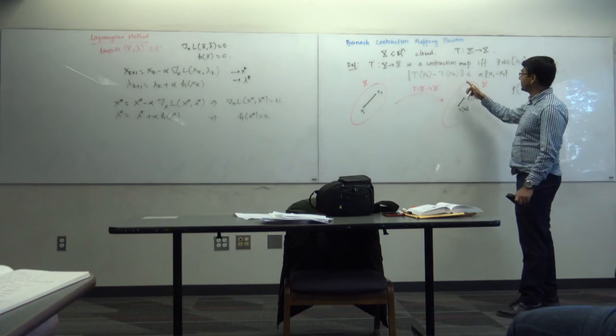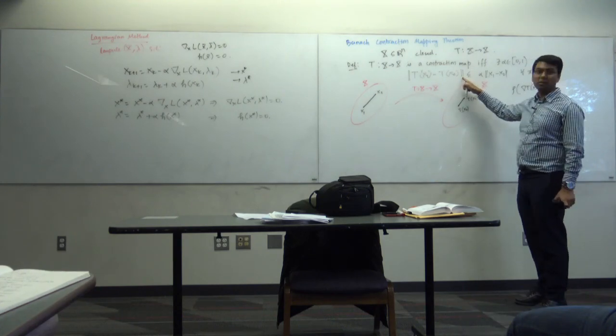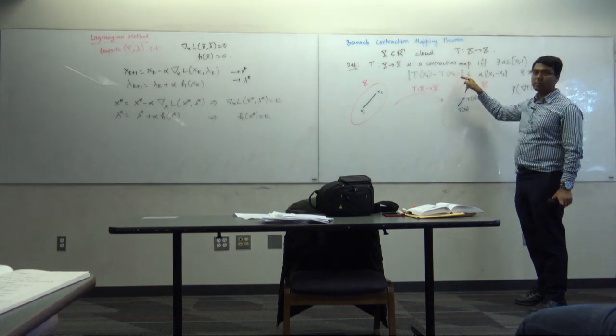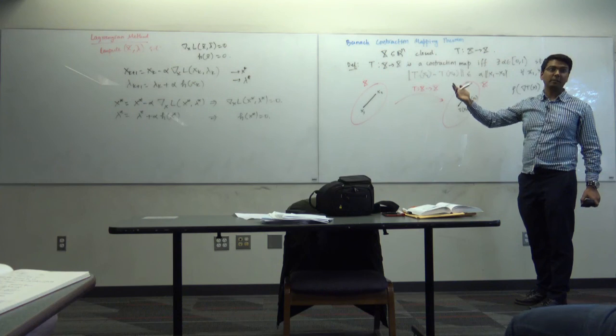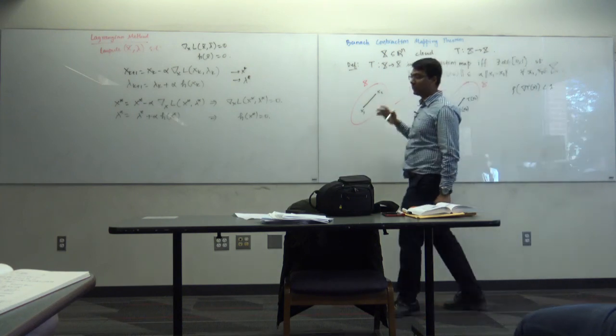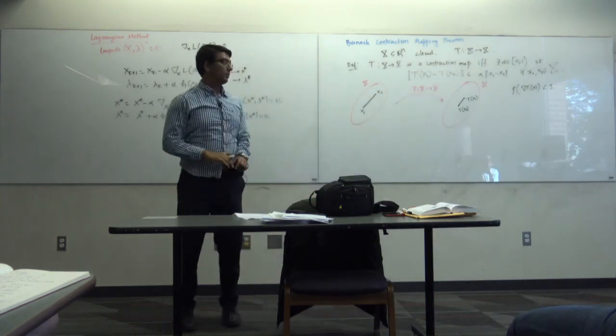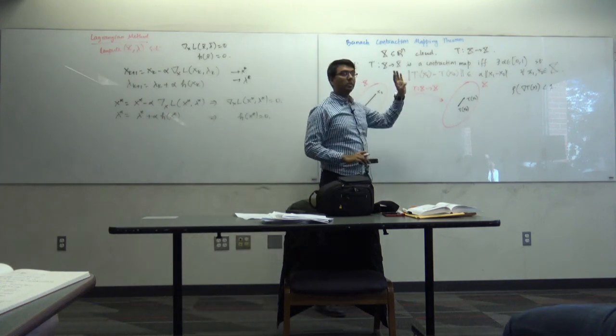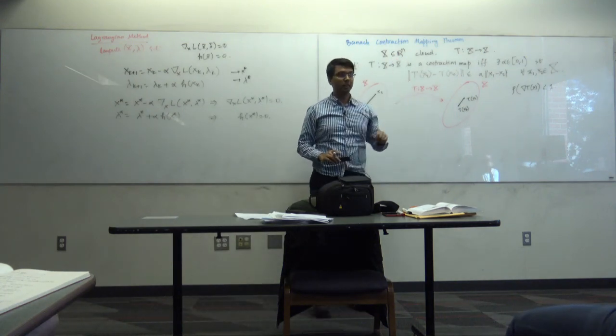Now, I do have to mention that sometimes picking an appropriate norm makes a lot of sense. Sometimes your map may not be a contraction in one norm, but you change it to some other norm, and it becomes a contraction. So it certainly is norm dependent. But it doesn't matter which norm you are taking, as long as it satisfies those three conditions for being a norm.